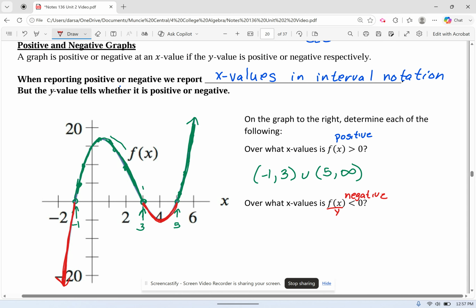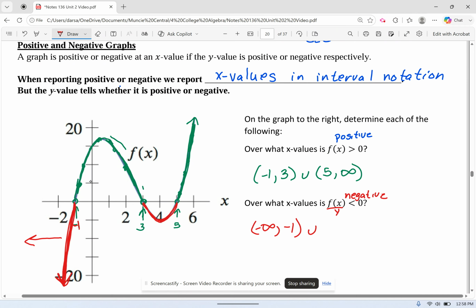But what do we report? We don't report the y values. The y values tell us it's negative. We report the x's over which that is happening. So let's look at this tail piece right here. Remember, this arrow down means forever, so as we go this way forever, we're just going to keep staying negative y, negative y, negative y. So what is the first x value as we go forever to the left? Well, that's negative infinity, where we're going to start being negative. And where do we stop being negative? Again, we stop at negative 1.